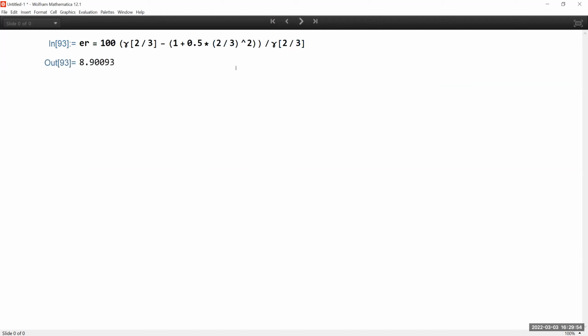Let me go to the next slide. What I did here is take 100% to convert this ratio to a percentage, and evaluated gamma at 2/3 the speed of light, meaning beta is equal to 0.667. When it's 67% the speed of light, I take the classical value minus the actual value of gamma. This is the first leading term in the Taylor series, 1 plus 1/2 of beta squared, divided by the actual value of gamma, and I get about 9% error.